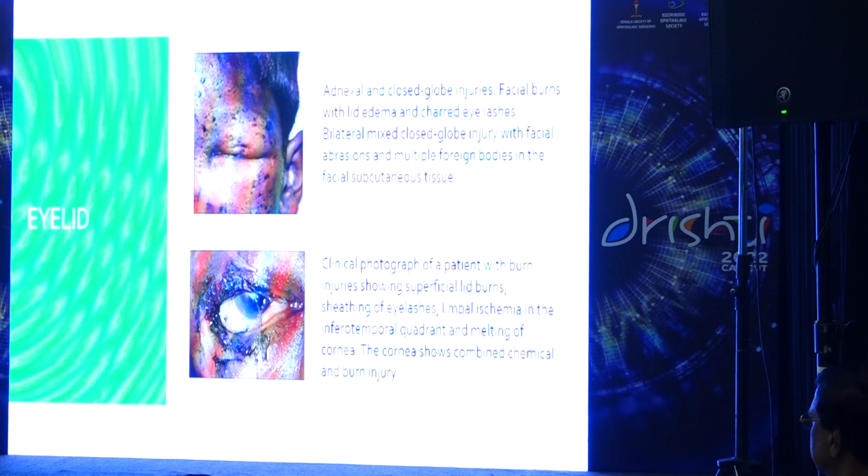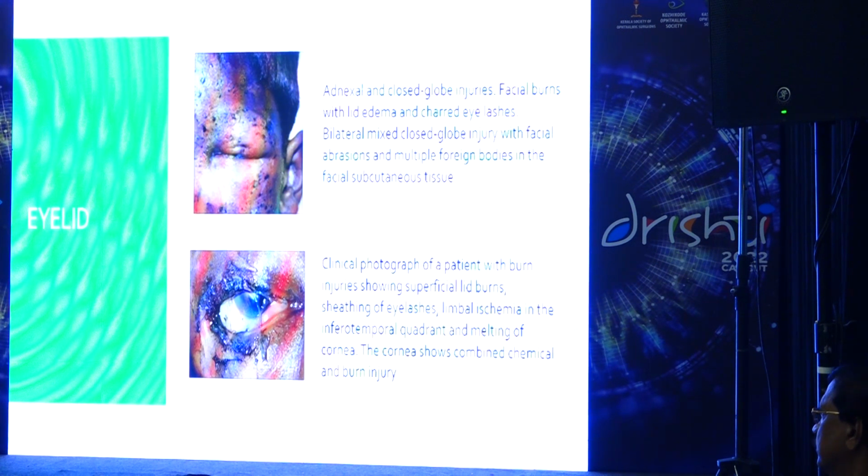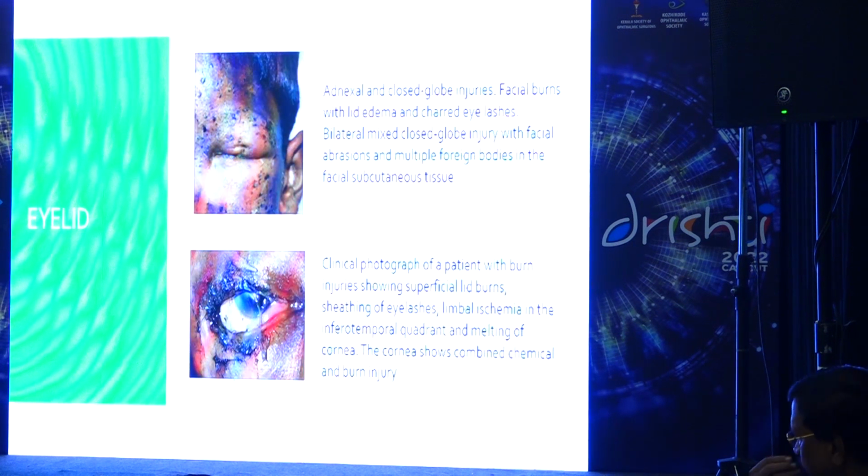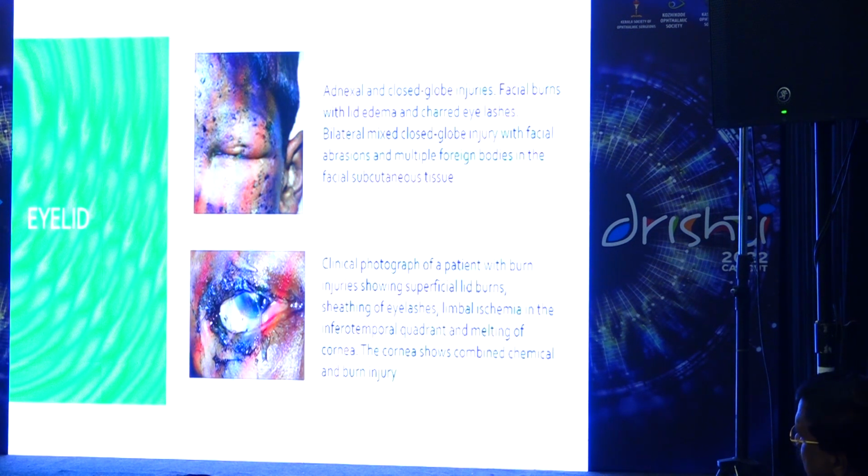And coming on to the injuries, in the eyelid, you can see lid edema and charred eyelashes. In the first picture, you can see massive facial injury with multiple facial abrasions and multiple foreign bodies in the facial subcutaneous tissue. And in the second clinical photograph, you can see superficial burns with singeing of eyelashes and limbal ischemia in the inferotemporal quadrant along with melting of the cornea. This injury is a combined chemical and burn injury.